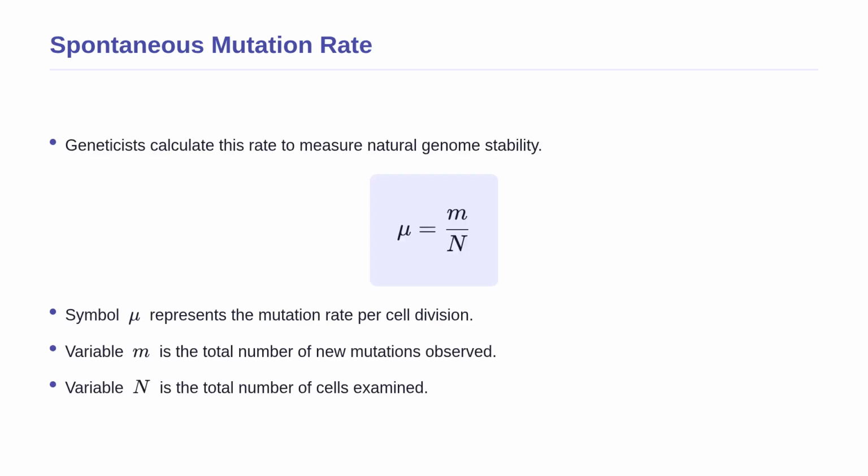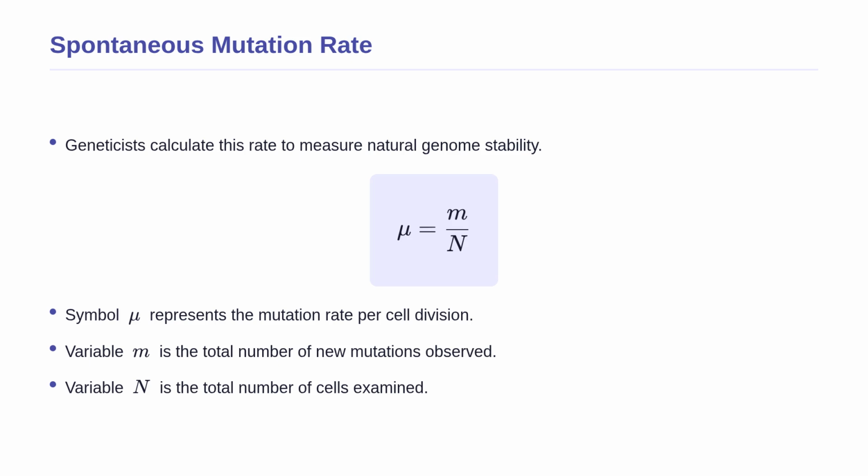To quantify how often these natural errors occur, we use a specific mathematical representation. This formula helps us understand the probability of a gene mutating under normal conditions. The symbol mu represents the mutation rate, which is the probability of a mutation occurring per cell division or per generation. The variable m stands for the total number of new mutations observed in the population. Finally, n represents the total number of individuals, cells, or alleles examined in the study.